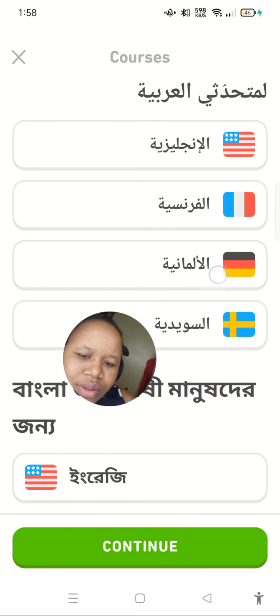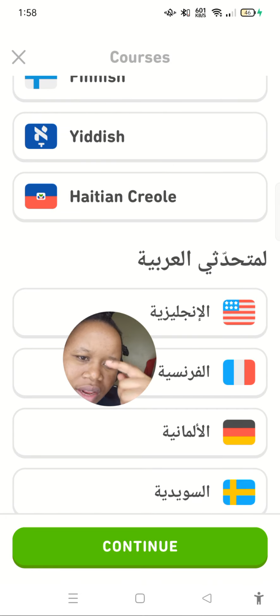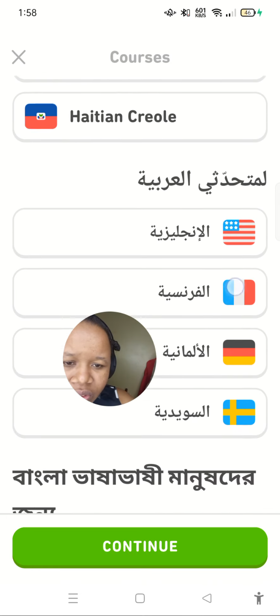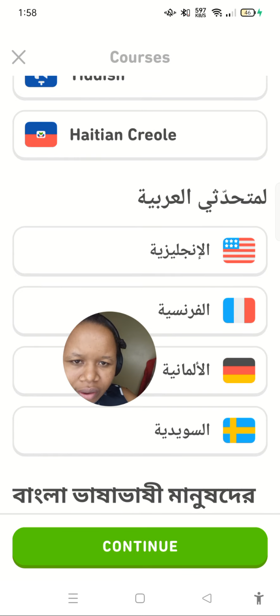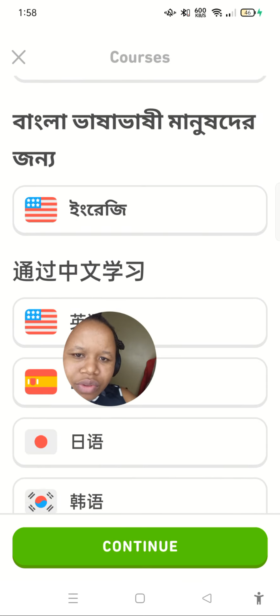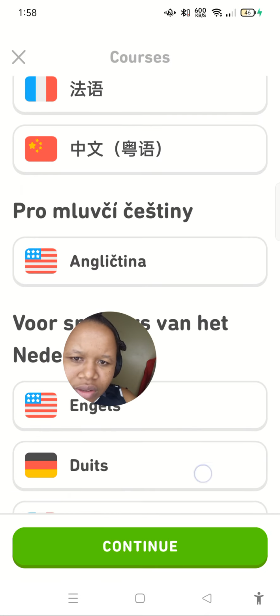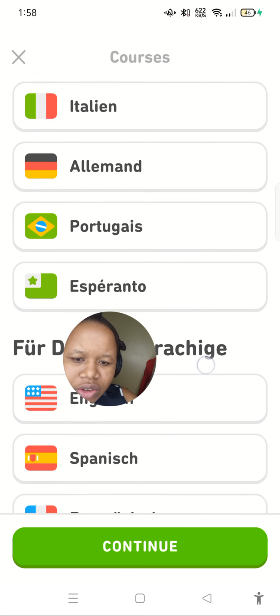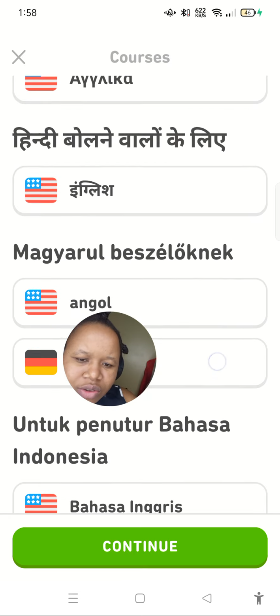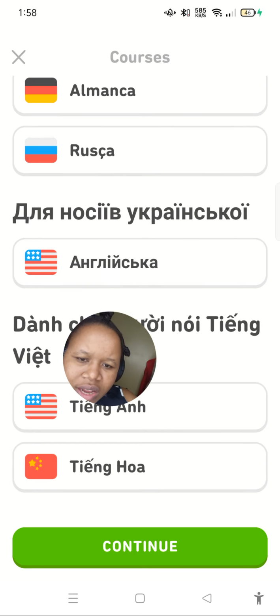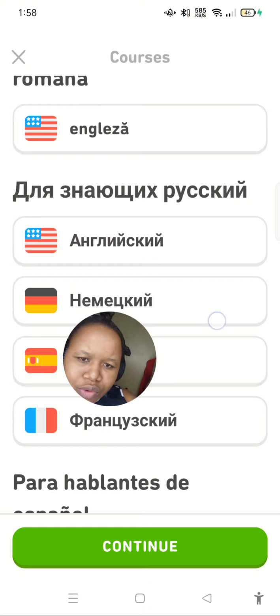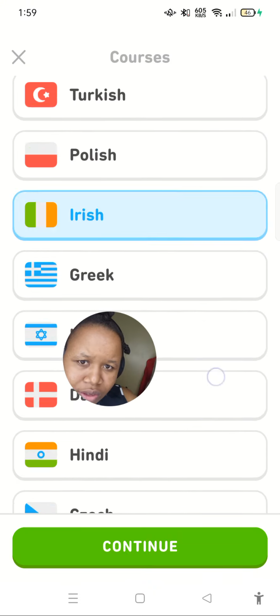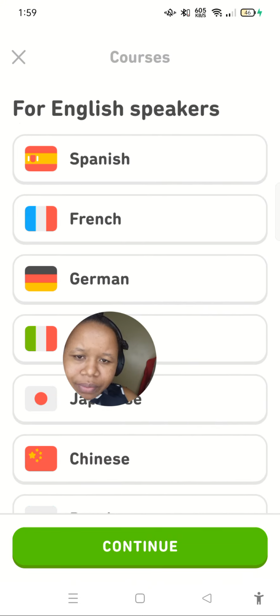There are so many, but this is for different speakers. If you speak maybe Arabic, I think it's Arabic, and you want to learn German, or I don't know what language this is, Japanese or something, and you want to learn German or Spanish, then you can learn that. You don't have to be an English speaker. This is for other speakers who want to learn different languages. But if you're an English speaker, there are so many options for you to learn German.